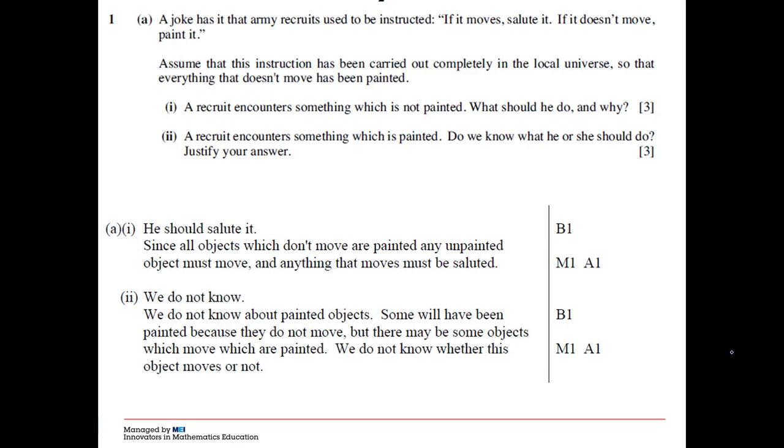And there's the mark scheme. So 1 mark in each case for saying correctly what you should do, that you should salute it and that you don't know. And then 2 marks for giving the reason, and those have been split into an M1 and an A1. So an M1 is you had a go at giving a reasonable explanation, and A1 is it was precise enough to get the complete mark. And there's what the examiner thought you should say.